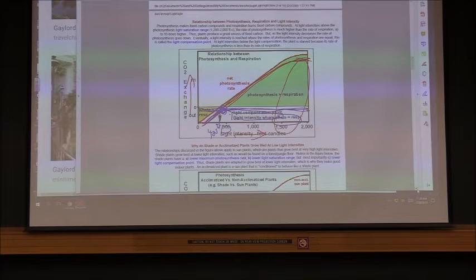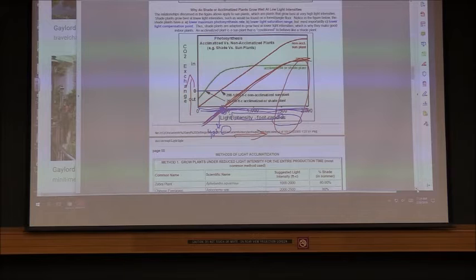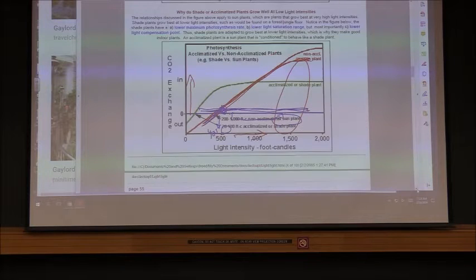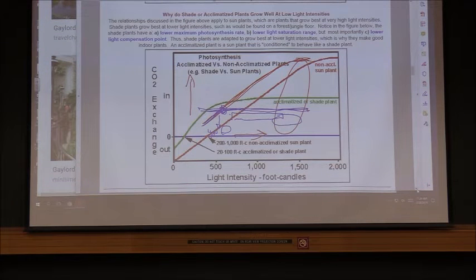Look at the bottom graph. Almost everything I tell you in this class is for your normal, average, outdoor, everyday plant. What is your normal, average, outdoor, everyday plant? Sun plant or a shade plant?